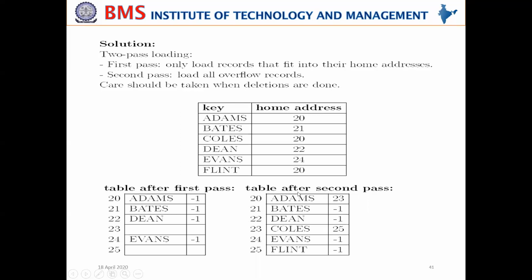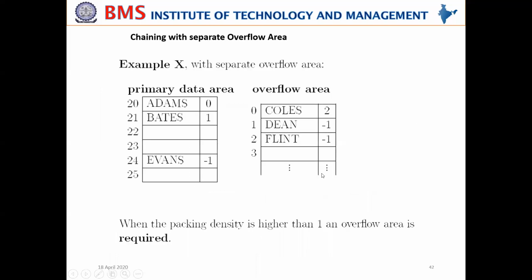See 23. And Flint 20. I cannot store it here. Again, it has given me the same address. I'll check for the next successive location and store the address in the link field of the previous record. So this is how we make use of two-pass loading in the case of chained progressive overflow. Hope you have understood till now.